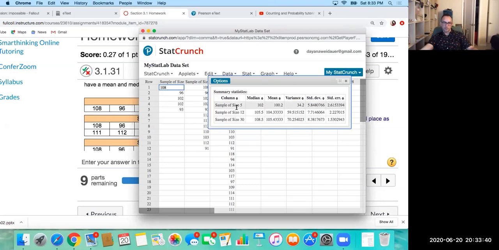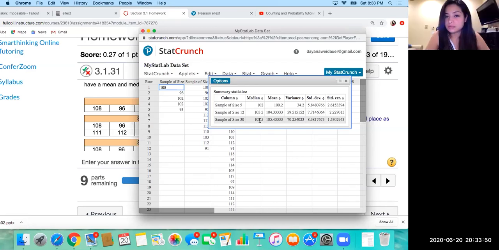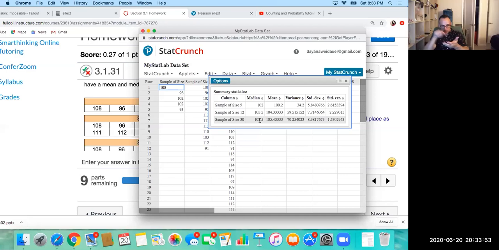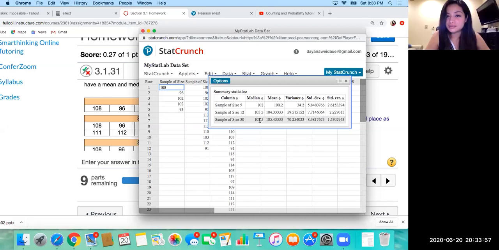So I have the mean and the median for all 3 sets: the sample of size 5, sample of size 12, and sample of size 30. I don't have to plug any data into my calculator. See that? I don't need to do anything. Plugging data into a calculator takes too much time. This just makes it sound so simple.